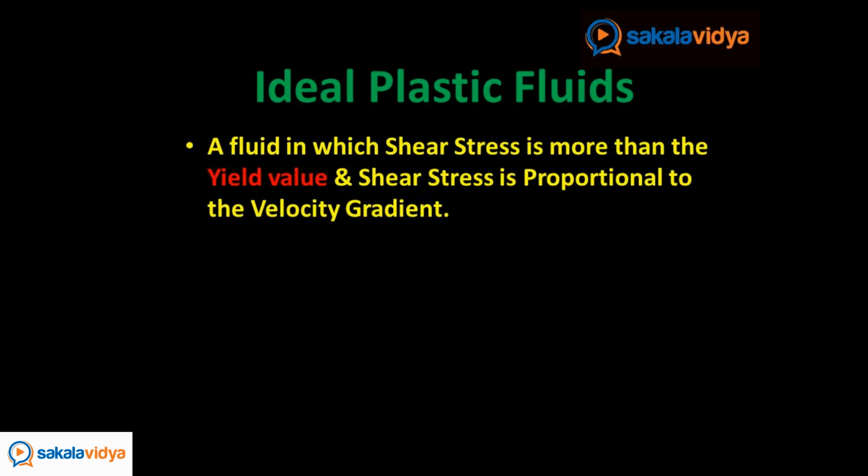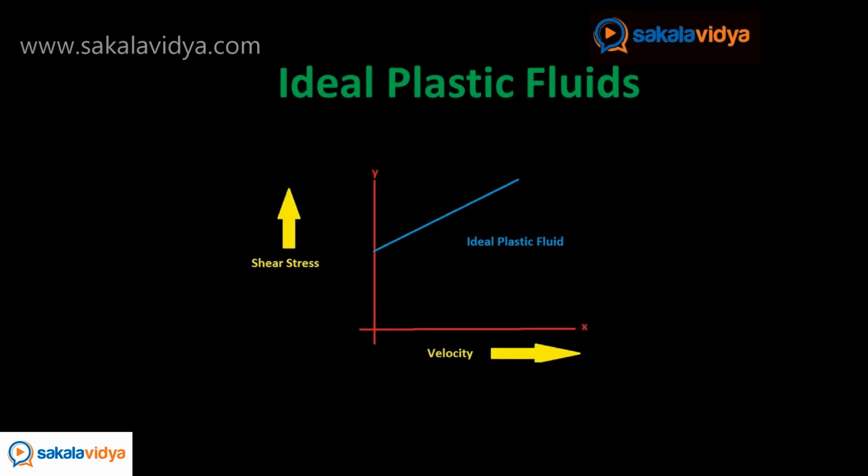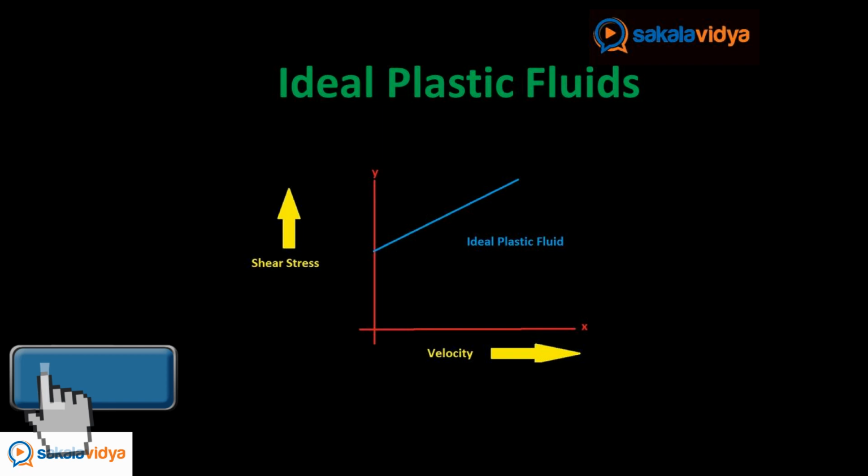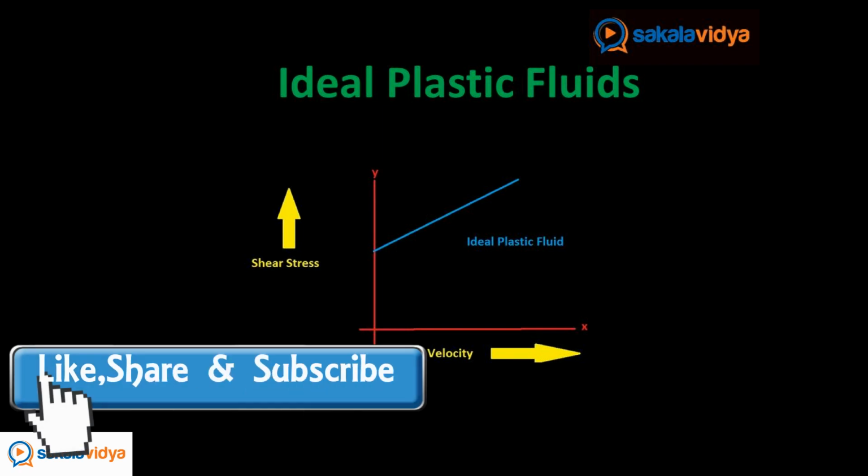Ideal plastic fluids, or ideally plastic fluids, are fluids in which shear stress is more than the yield value, and where shear stress is then proportional to velocity gradient. Again, if you plot a graph between shear stress and velocity gradient, it is also linear, but it starts from the y coordinate. It is very clear, it starts from the y coordinate.